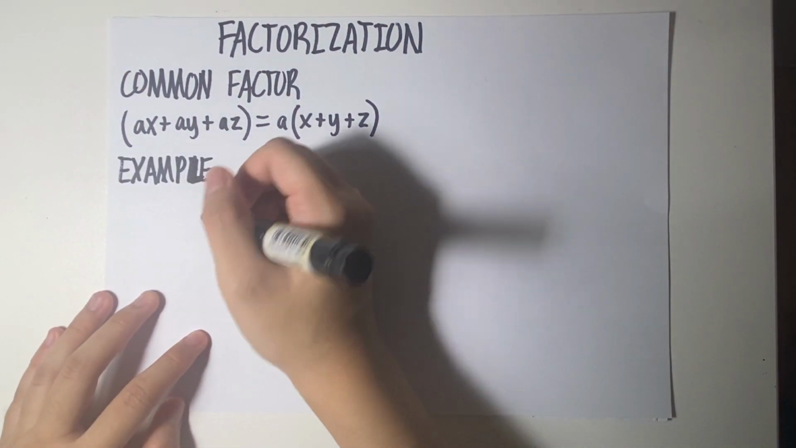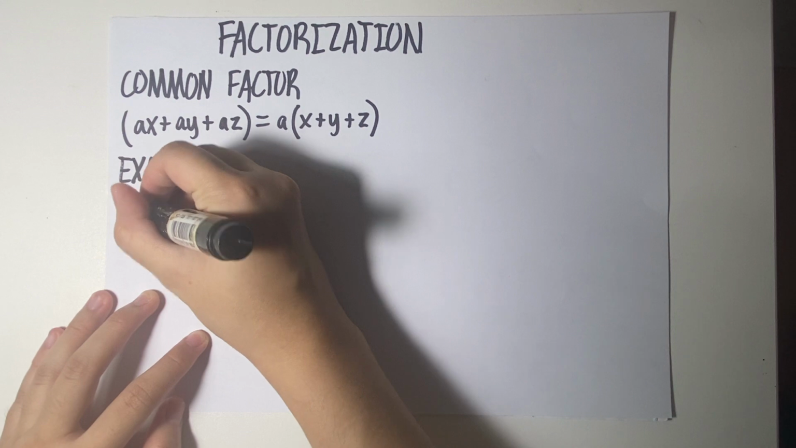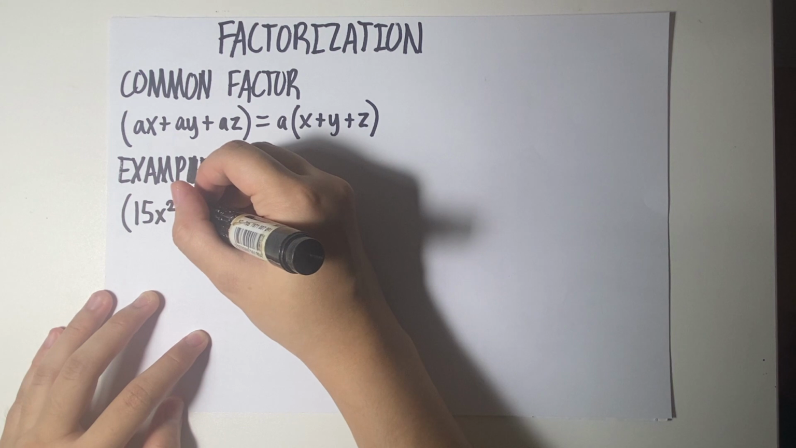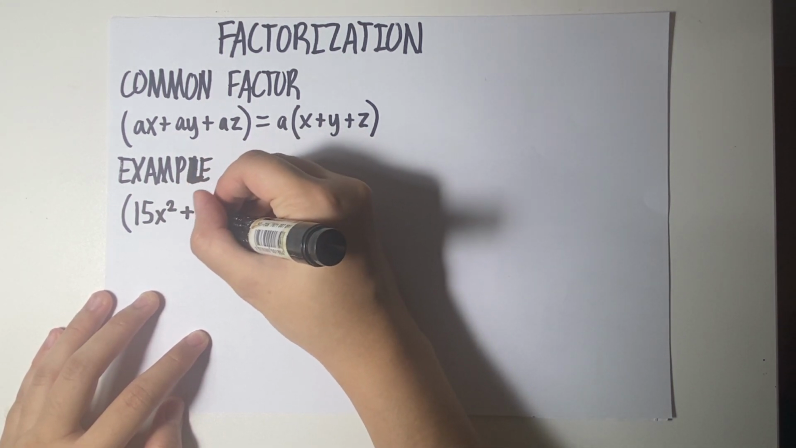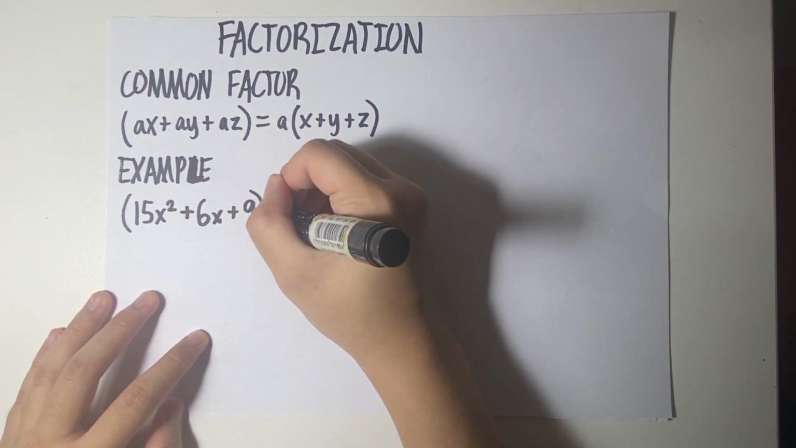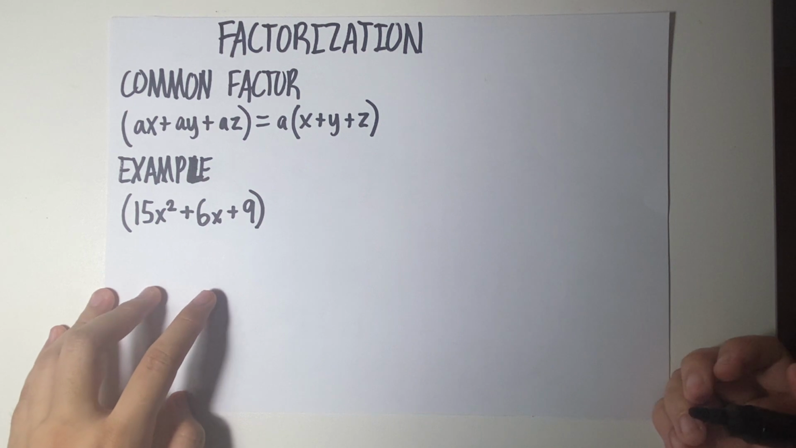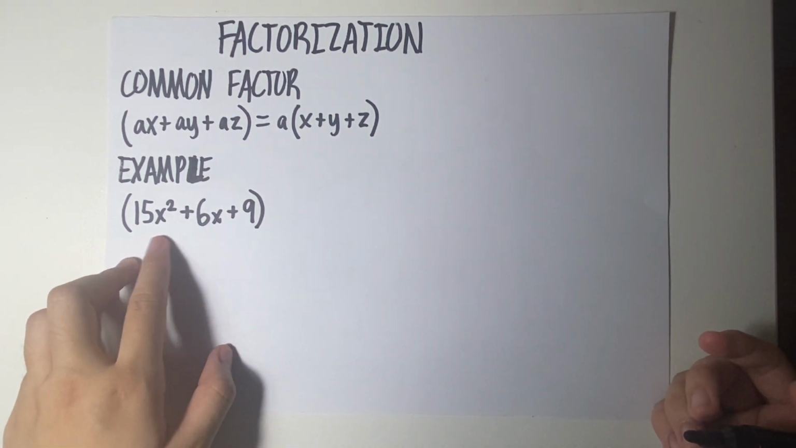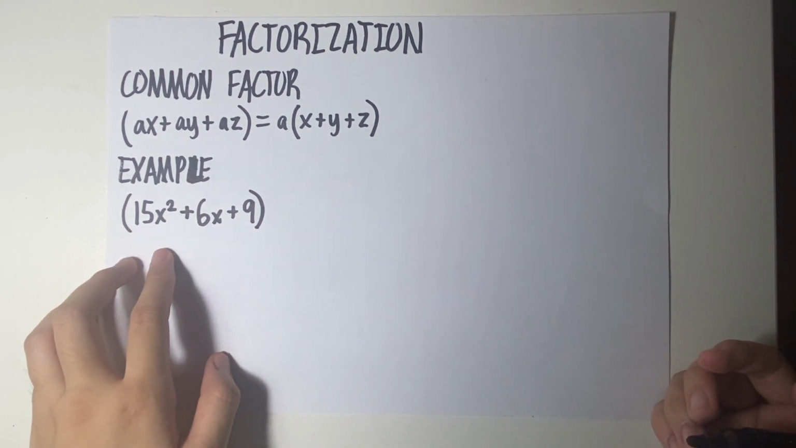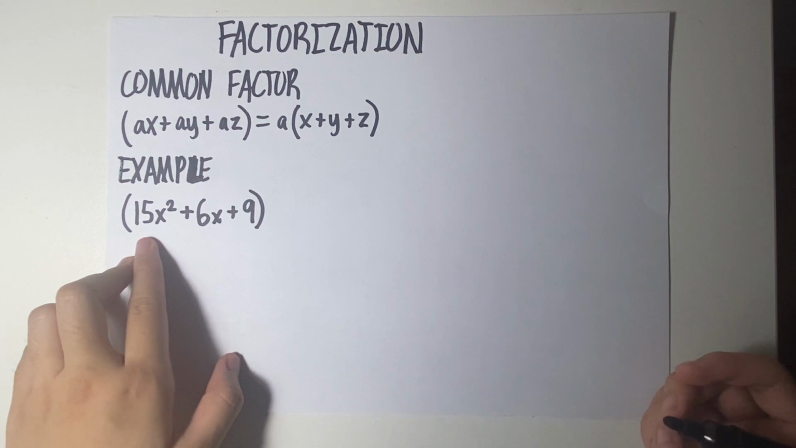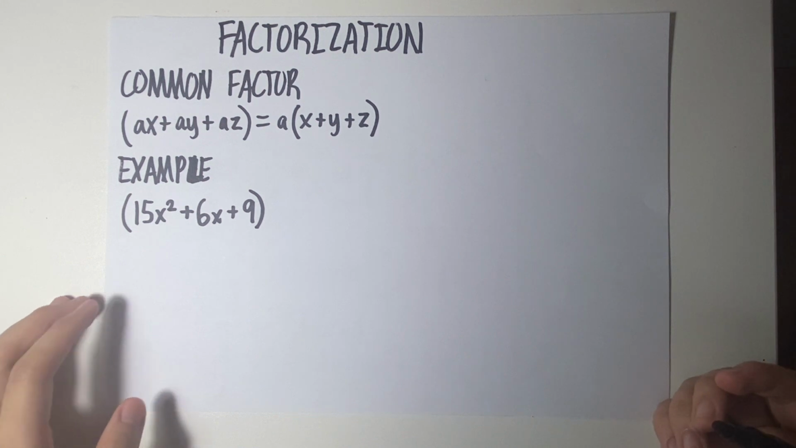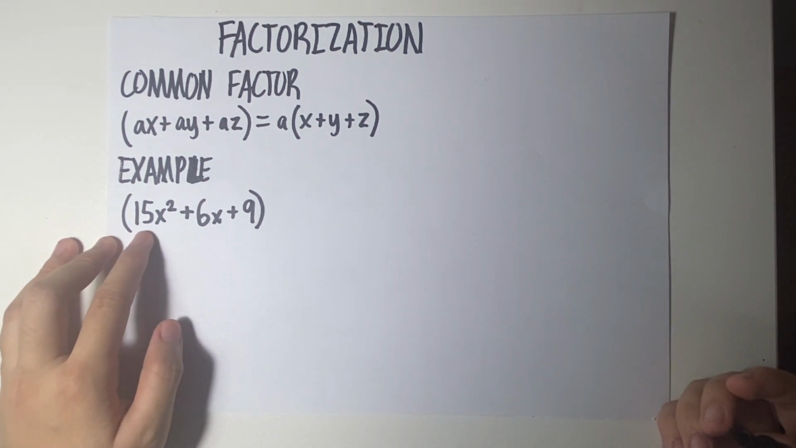So an example of this would be, let's say, 15x squared plus 6x plus 9. Okay, so at first it doesn't look like the terms in this bracket have a common factor. But they actually do, because you notice 15, 6, and 9. What is the commonality between them? They can all be divided by 3.